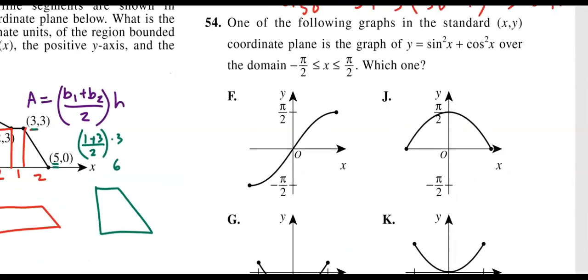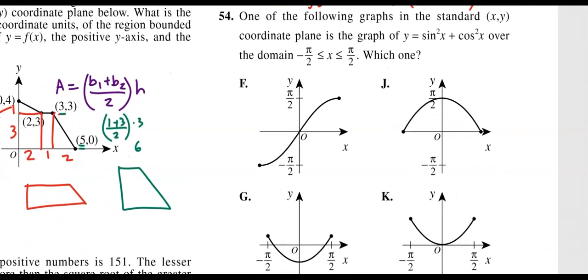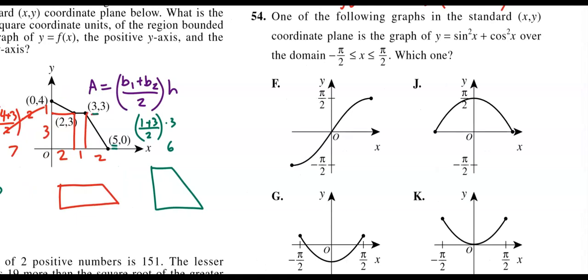One of the following graphs in the standard xy coordinate plane is the graph of y equals sine squared x plus cosine squared x over the domain from negative pi over 2 to positive pi over 2.